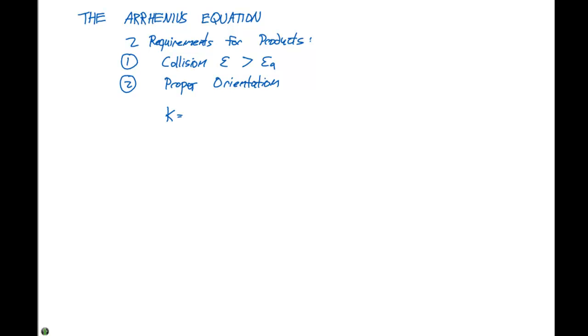k is equal to A times e to the minus Ea divided by RT, where A is a constant, or sometimes referred to as a frequency factor. So this takes into account the orientation, and we have activation energy and temperature also in this particular relationship.